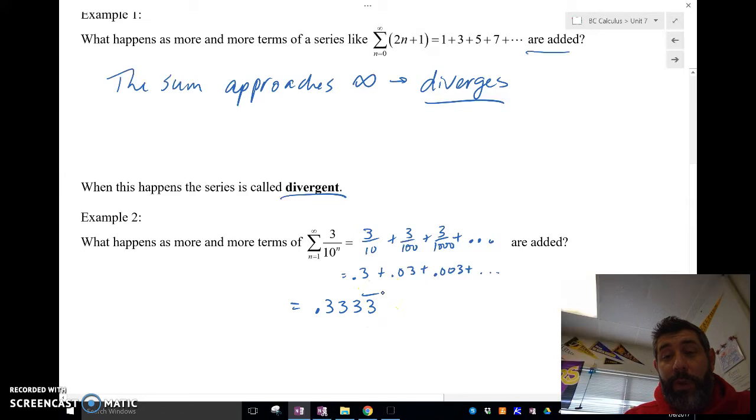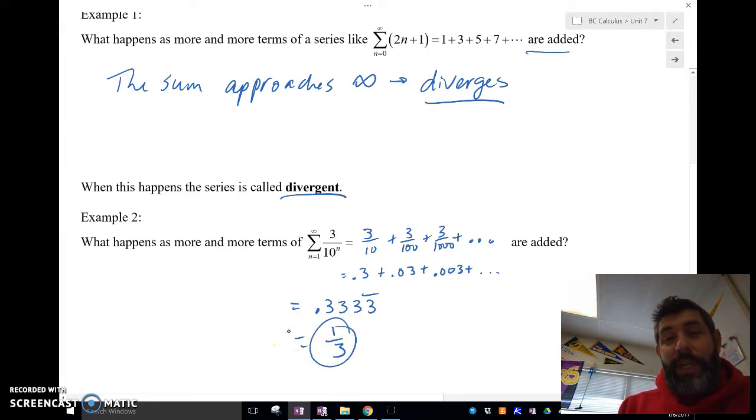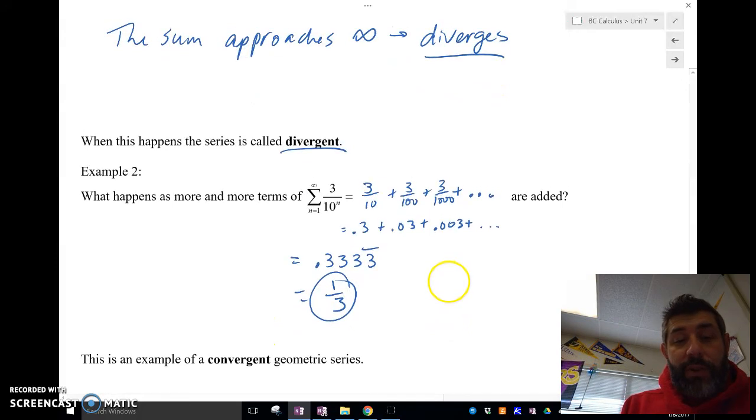It's a repeating decimal. But as you remember from a long time ago, what is 0.3 repeating? That's actually a fraction, right? That's 1/3. What? Did that infinite series just add up to a number? It did. This type of series is called convergent. So this is an example of a convergent series.